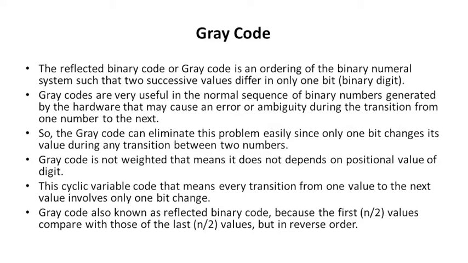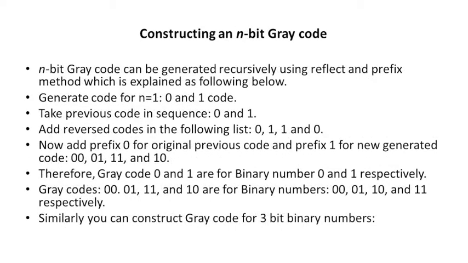Gray code is also known as reflected code, because the first n by 2 values compare with those of the last n by 2 values, but in reverse order. The construction of n-bit gray code.